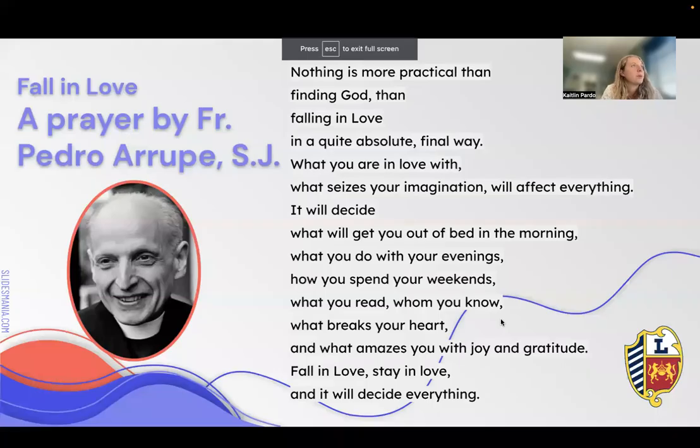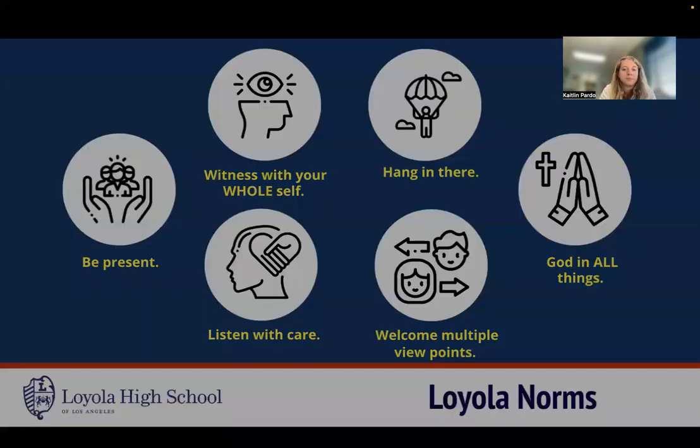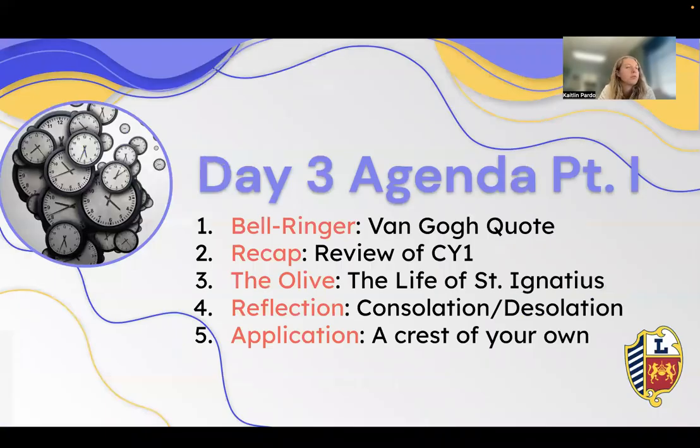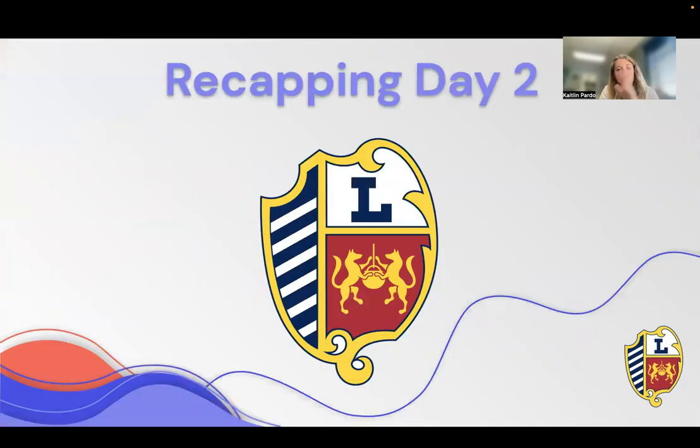They're going to pray this Arupe prayer. Go ahead and pick a norm, maybe a 3rd norm that they haven't chosen yet. Go over the quote. We're going to review CY and symbolism, specifically because we learned about the crest last class. Do an exercise in consolation and desolation, and they're going to create their own crest. So we'll talk about this quote for a little bit. It doesn't have to be too long.